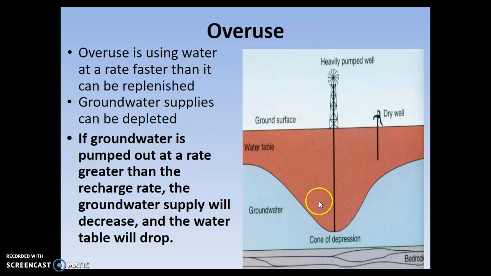Remember, this is a depiction of a well that is heavily pumped. We've got our water table up here, and we are overly pumping this well, which creates this cone of depression. Around this cone of depression, if it dips too low, the well can run dry, and our overall water table can dip as well, which is not good.